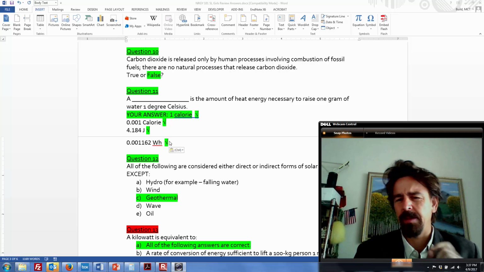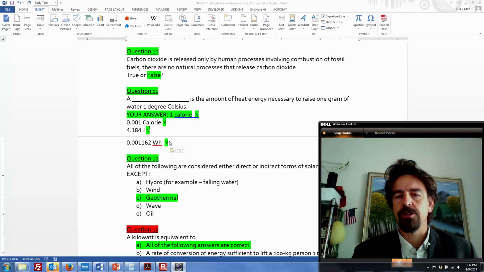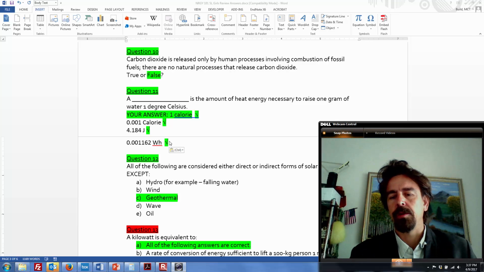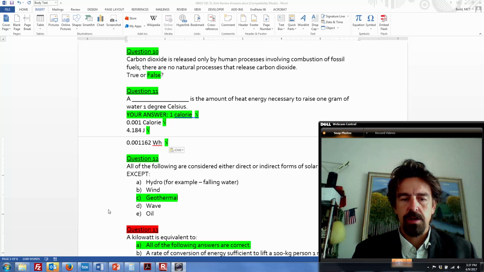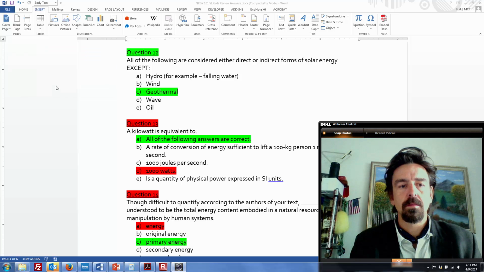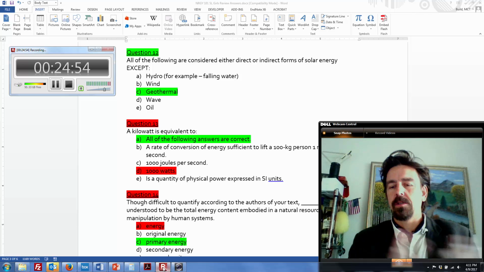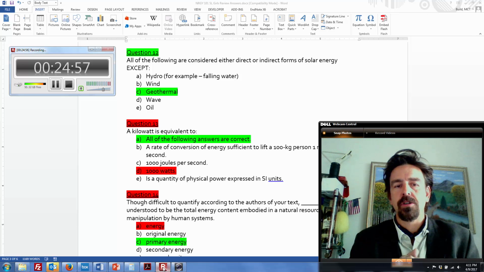And I think maybe that might have been my error, but energy to raise 1 gram 1 degree Celsius is in fact 1 calorie. Okay, good job on that. Okay, so moving right along here, question 12. Good job. You got that one correct.